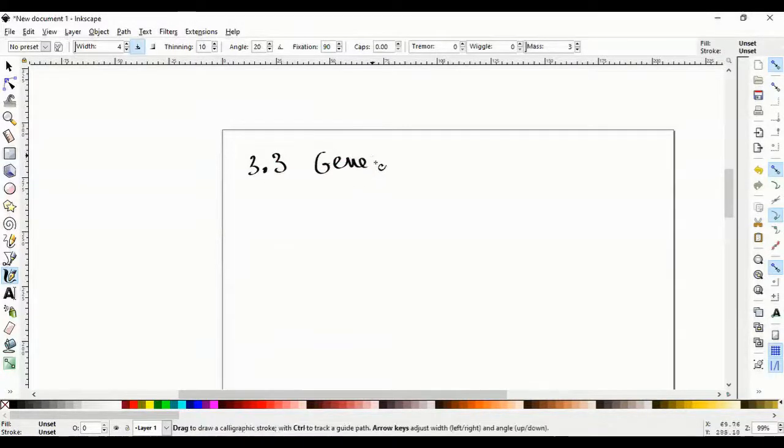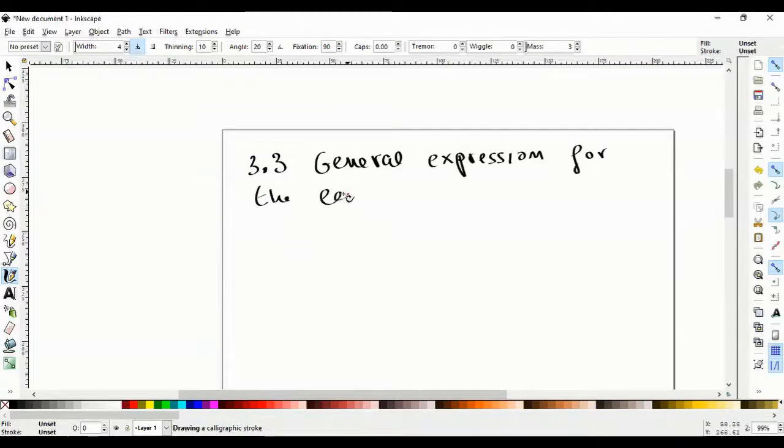3 general expression for the least square polynomial.